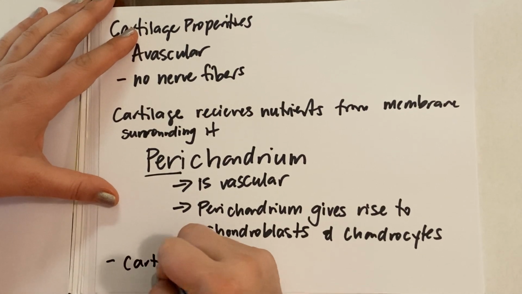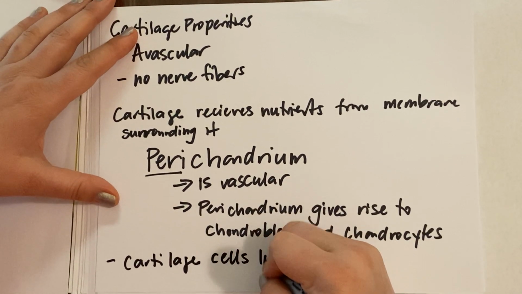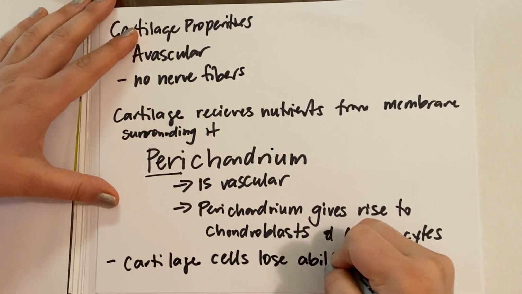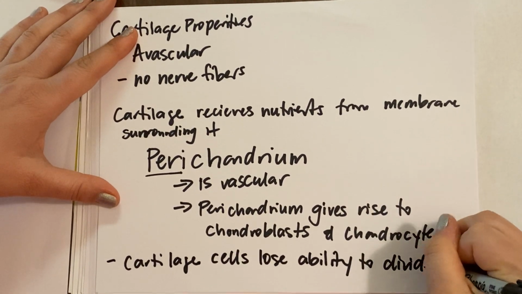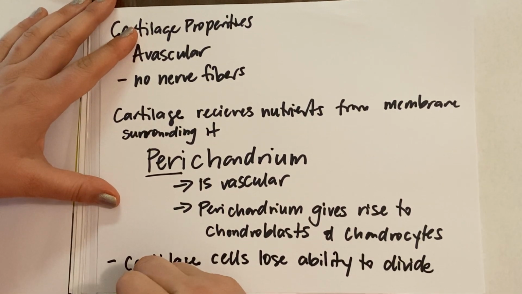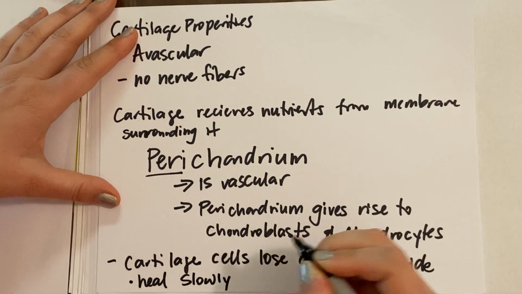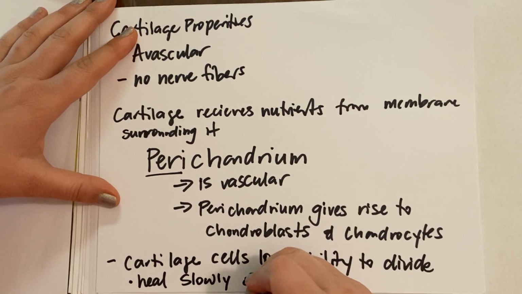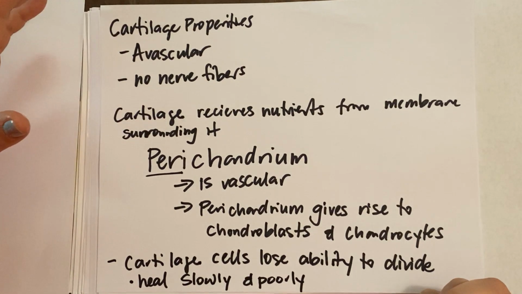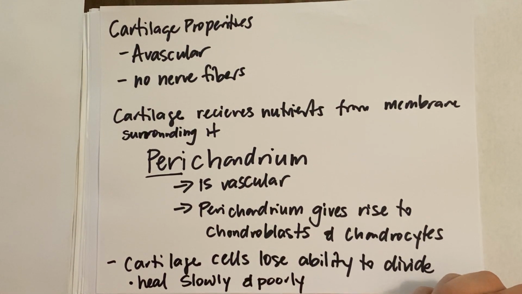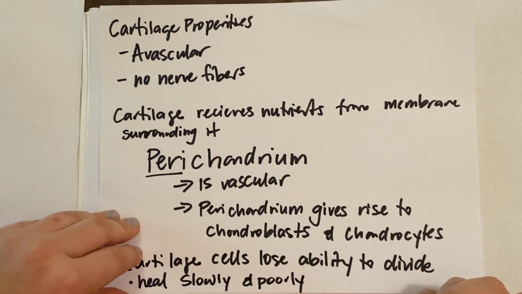So we'll say cartilage cells lose ability to divide. Okay, so if they can't divide, that means that you can't have new cells. And then they heal slowly. And if they do heal, it's going to be poorly. So oftentimes when you mess with this kind of stuff in your body, in your knees or your back, there's not much they can really do for you at that point.